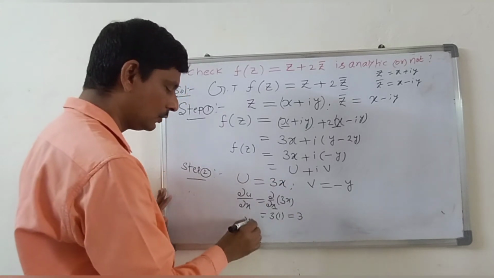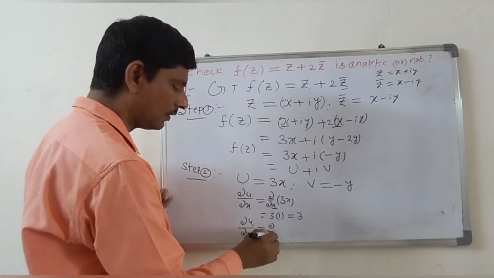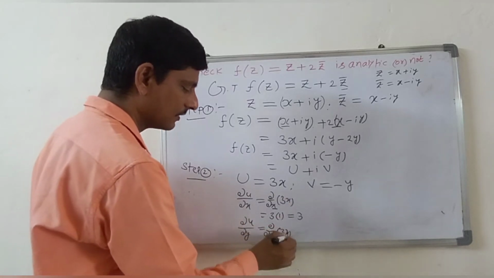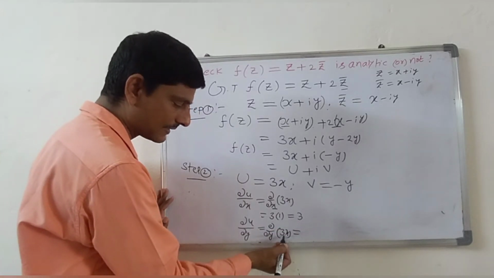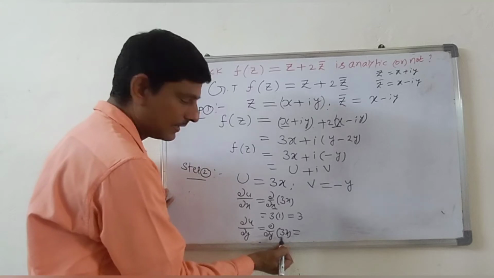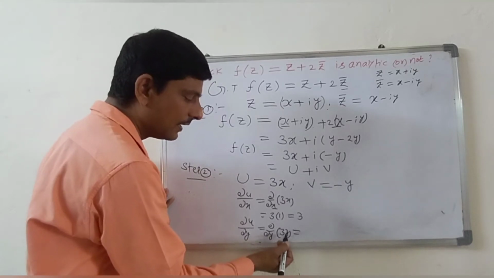And dou u by dou y, that is dou by dou y of 3x. Observe that we are doing differentiation with respect to y, but here it is x. Do the terms match? No, they do not match. That means if the terms do not match, it is a constant.